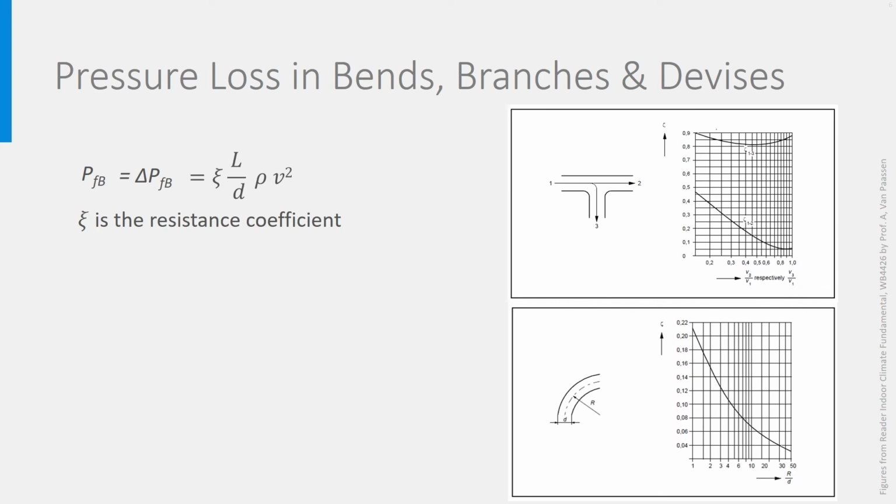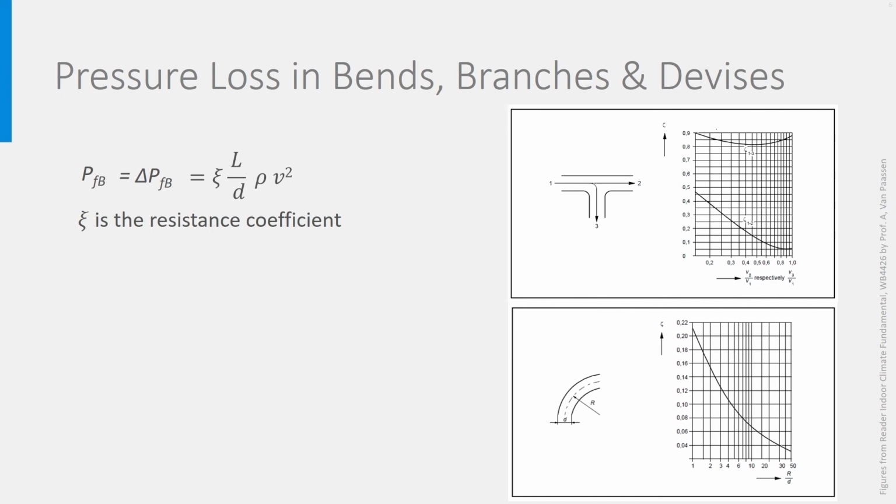Finally, there is friction arising from bends, branches and devices like fittings and valves, but also all devices like heat exchangers. They all have to be taken into account. Generally, producers of valves and other devices provide the pressure loss. As for bends and branches, there are many tables and graphics that can be used to calculate them. You see on the left two examples. Above is for the T branch of a duct.